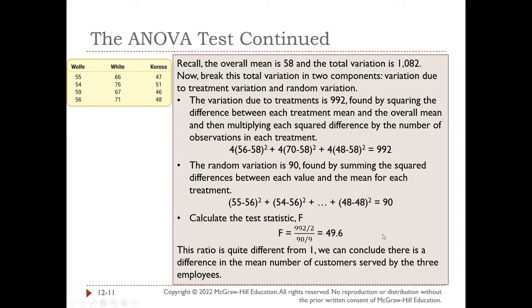Now, 90 divided by 9 right down here for the random. How do we get this one? How do we get the 9? Well, we have 12 observations and 3 treatments. So basically 12 minus 3. That's how they're going to be looking at it. Once we have this, we can equal out to 49.6. This ratio is quite different from 1. We can conclude there is a difference in the mean number of customers served by the 3 employees.